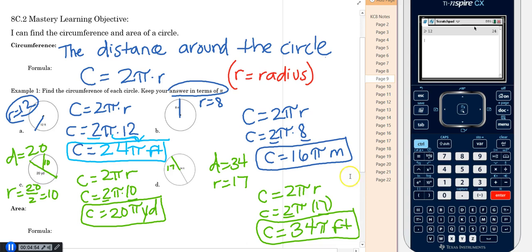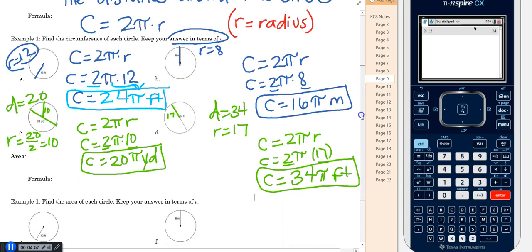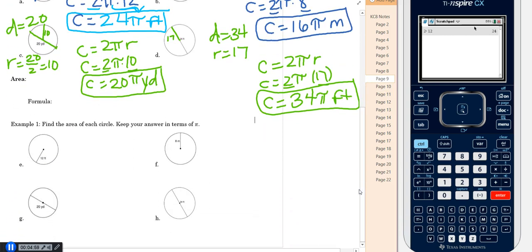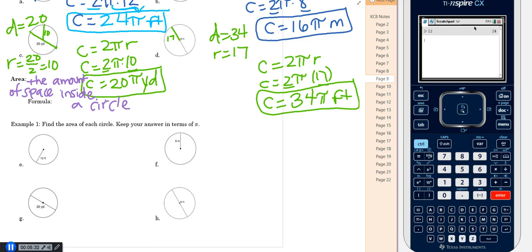Okay? Next couple of questions here are going to be talking about the area. Now, area is a little bit different than circumference because area is talking about the amount of space inside of a circle. So let me switch up my color here. And I kind of wrote over this. But this is the amount of space inside a circle. I do apologize for me kind of using the space.